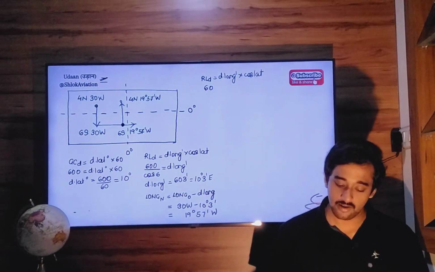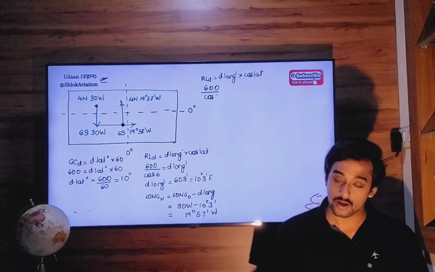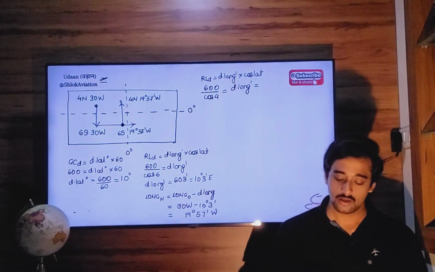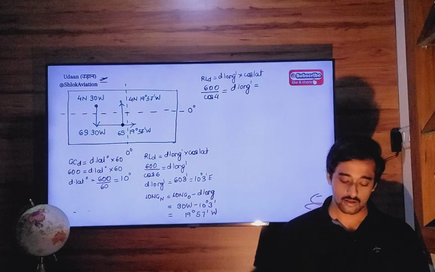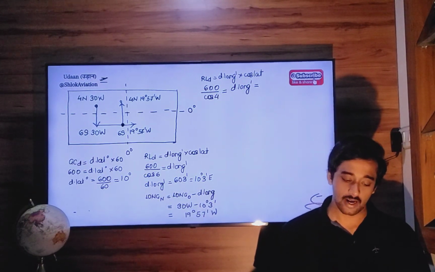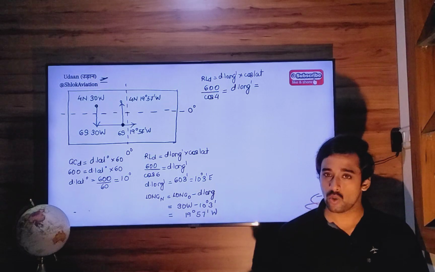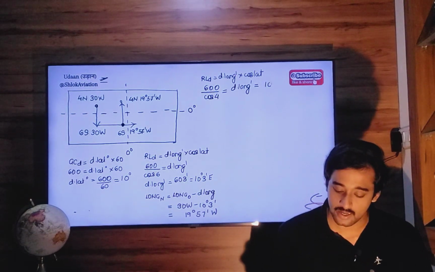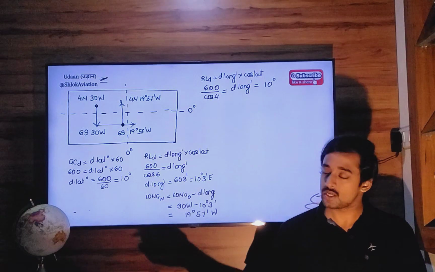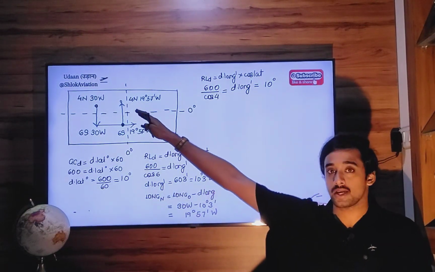So 600 divided by cos 4, that is your d long in minutes. So that is 601 minutes divided by 60, 10 degree 1 minute. So approximately 10 degree is your d long. Now your initial longitude is 19 degree 57 minutes west.